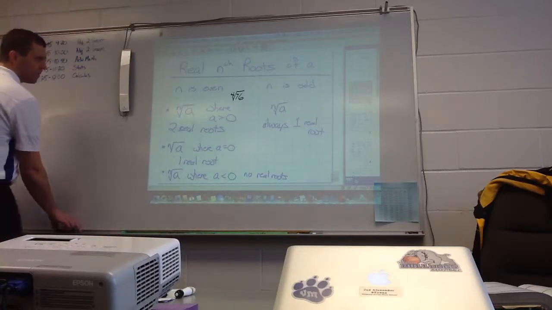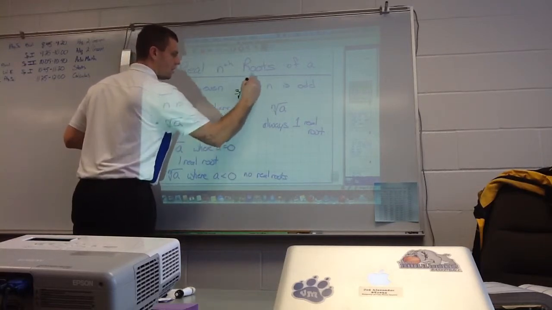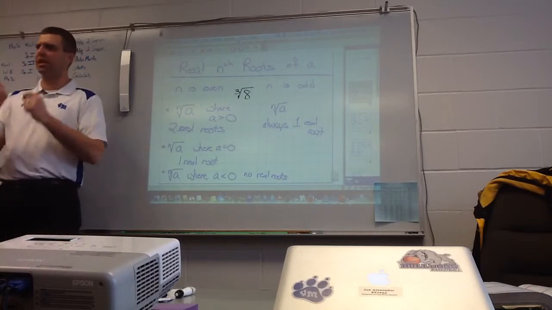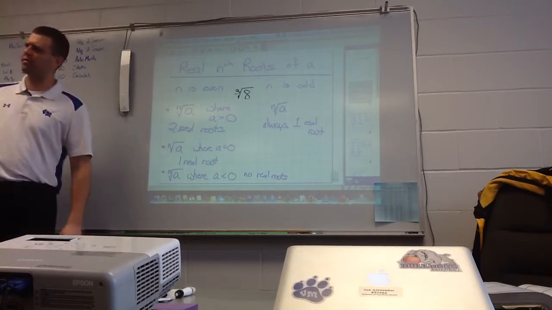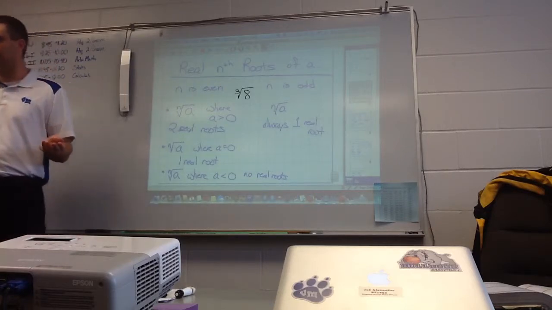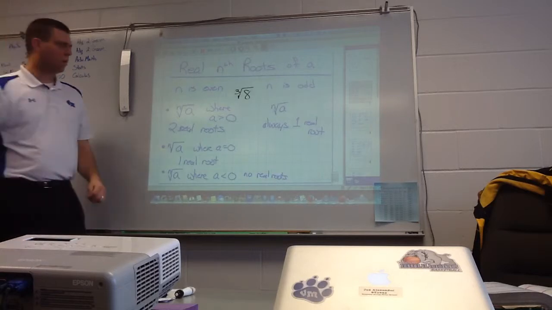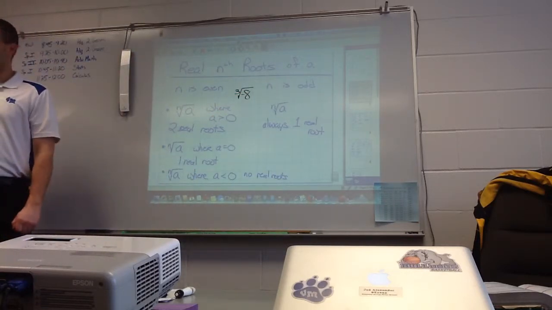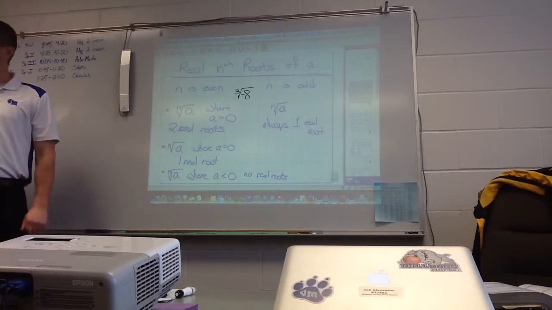Always, always, always. Okay? For instance, cube root of 8. What number times itself 3 times equals 8? 2. Just 2. Does negative 2 work? No, because negative 2 times negative 2 times negative 2 is negative 8. So the cube root of 8 is just 2. What is the cube root of negative 8? Negative 2 would be your answer. Negative 2 times negative 2 times negative 2.